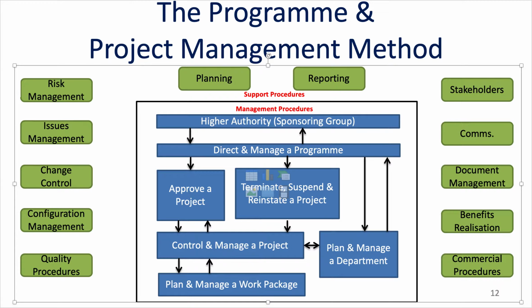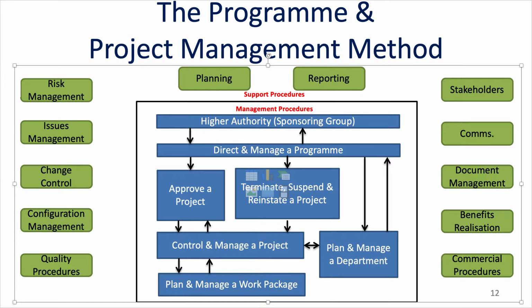Management procedures start at the very top with the higher authority. This is often called the sponsoring group. It could be your group's executive or group leadership team. And the higher authority direct and manage a program of work. By directing and managing a program of work, the higher authority can approve a project. They can also do other things. They can terminate, suspend, or reinstate a project. And by approving a project, they give the ability to control and manage a project.